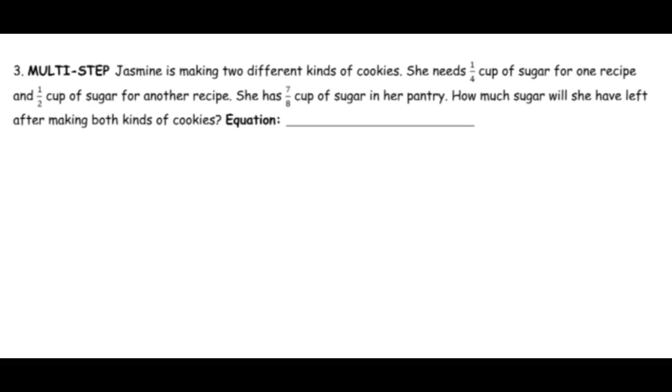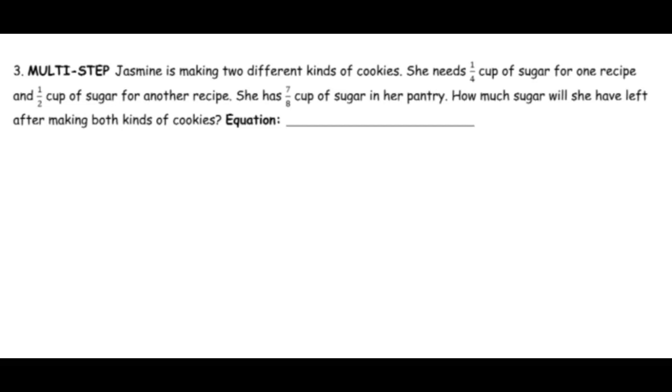Okay, we're at number 3. So I'm going to read number 3 out loud. Oh my, I see bolded right away: multi-step, which means I have a couple things that I might have to do, anywhere between 2 or more steps in this problem. So let's read it carefully together.